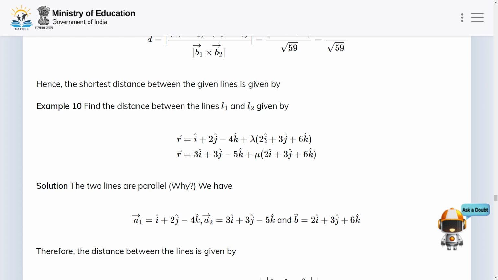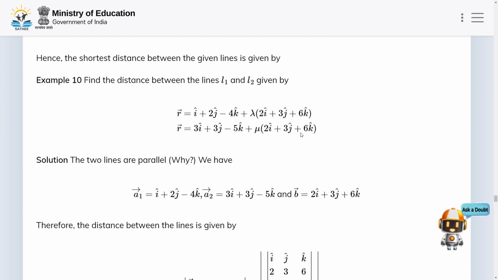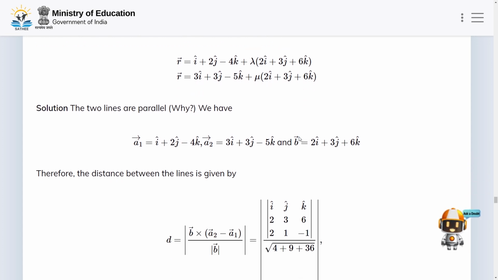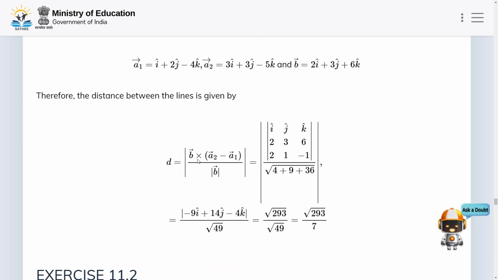Here both the lines are parallel. Why am I saying both lines are parallel? As you can see, b1 and b2 both are the same. So we will use the formula where the two lines are parallel to each other, meaning b1 is equal to b2. We are taking it as b is equal to this. So your formula in that case will be b cross (a2 minus a1) divided by the length of b.